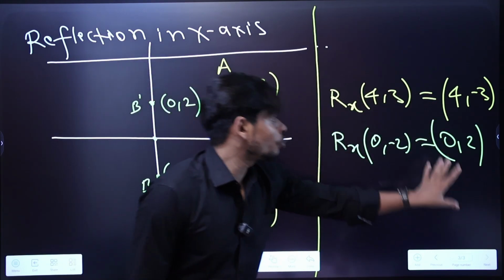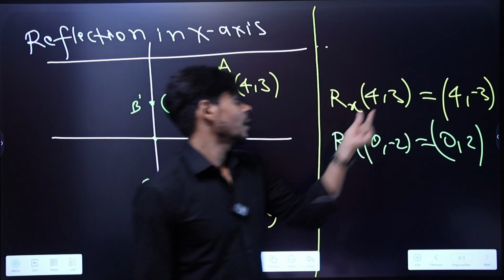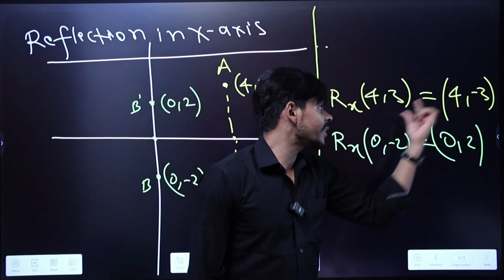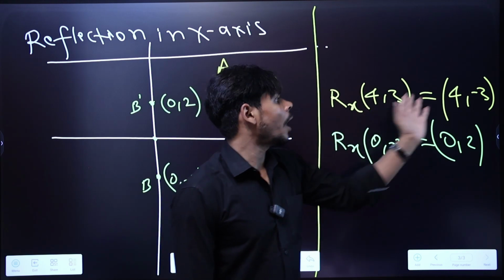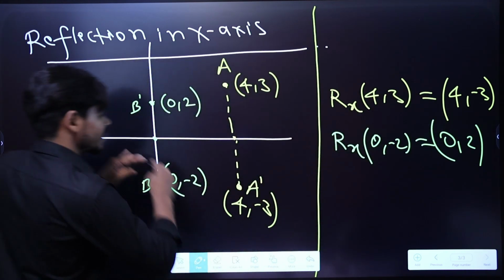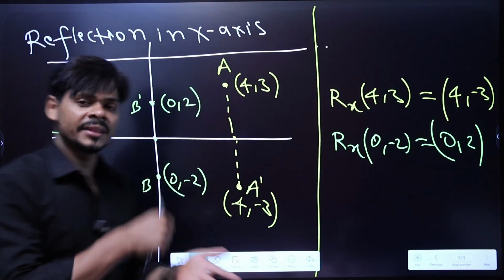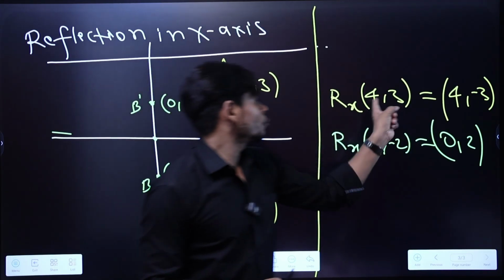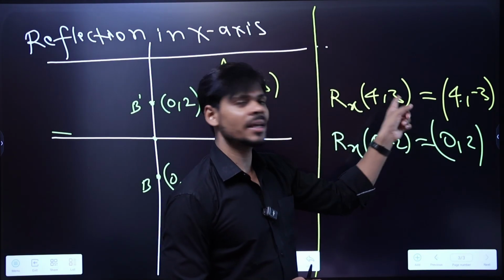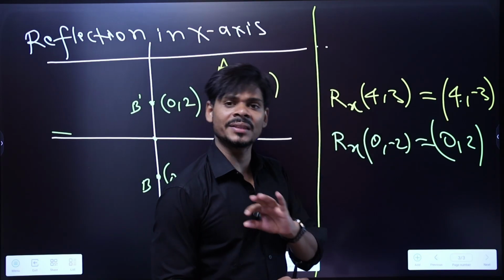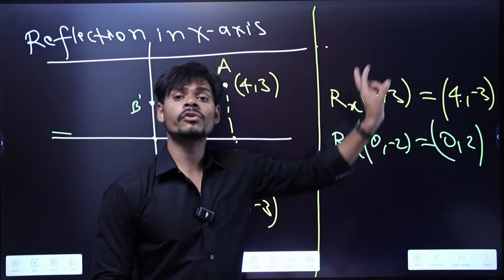So what did you notice in these two reflections? The numerical values are exactly the same, 4 and 3, 0 and 2, but the signs are changing. If we are finding the reflection about x-axis, the sign of y is changing. This is the main concept. So the reflection about x-axis of (4,3) will become (4,-3). Just change the sign of the ordinate, the y value. That's it. If you find the reflection about x-axis, change the sign of the y value only.